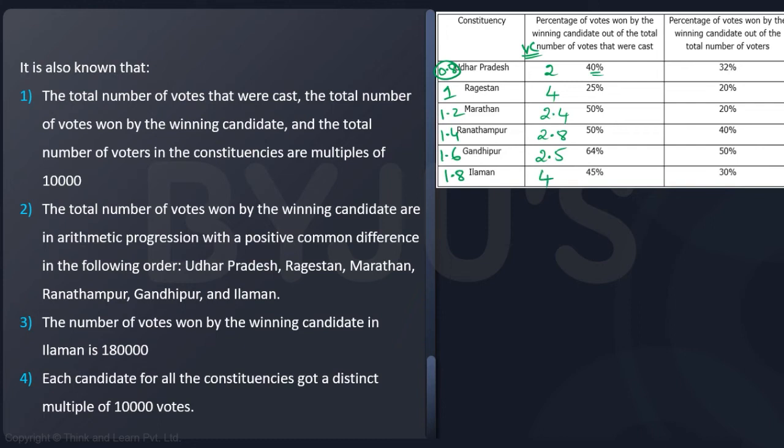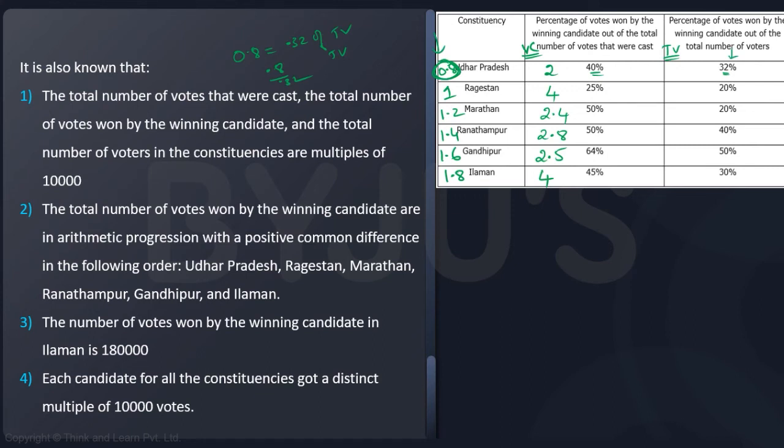Now, total voters. So this 32% says the percentage of votes the winner got. So the winner in UP got 32% of the total number of voters. So 0.8 is 0.32 of total voters. So total voters will be 0.8 by 0.32. So that's what you need to do. This column divided by these percentages will give you the total voter count.